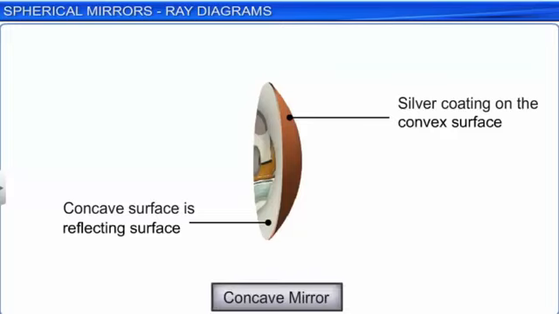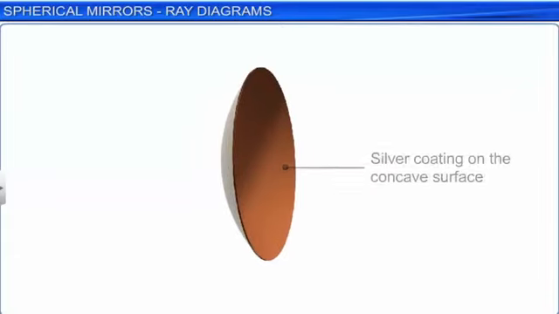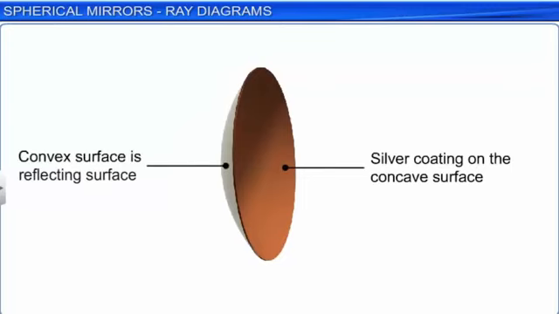On the other hand, if the concave surface is coated in silver and the smooth convex surface acts as a reflecting surface, the mirror is called a convex mirror.